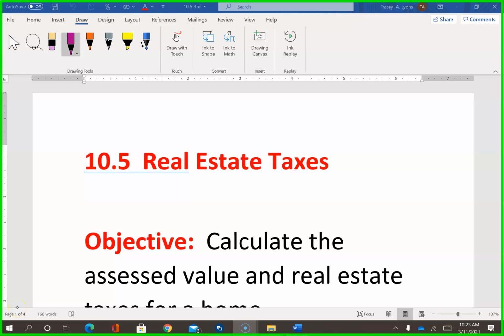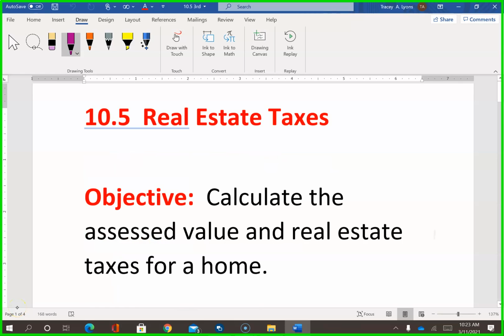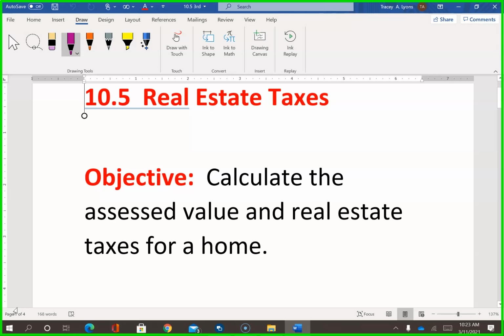Section 10.5, real estate taxes. So we're going to calculate the assessed value and real estate taxes for a home.